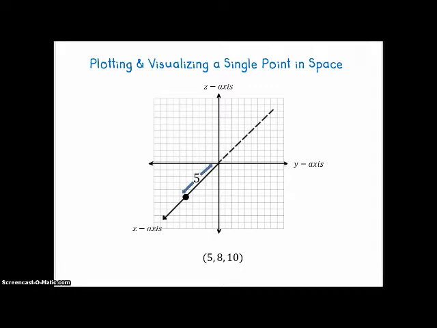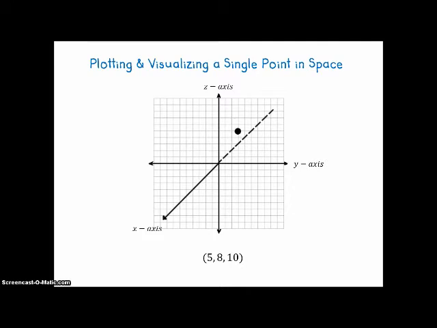So we've moved 5 units along the x-axis diagonally. Now we're going to move 8 units parallel to the y-axis because we're already out in front. So we're going to move 8 units to the right. Okay? So we're not lined up straight up and down with 8 on the y-axis. We're lined up diagonally from 8 on the y-axis. We've moved 8 units from where we were. And then finally, we're going to move up 10 units straight up.